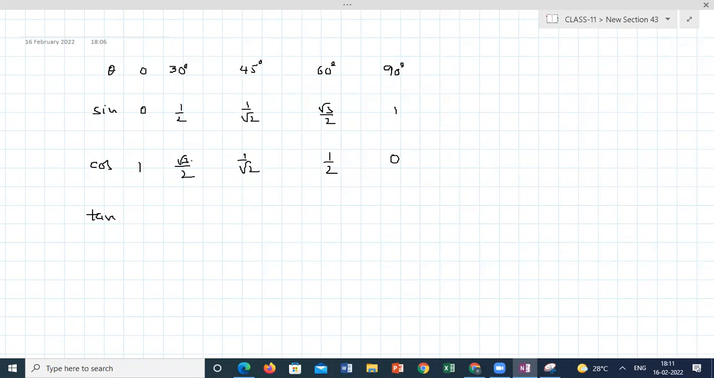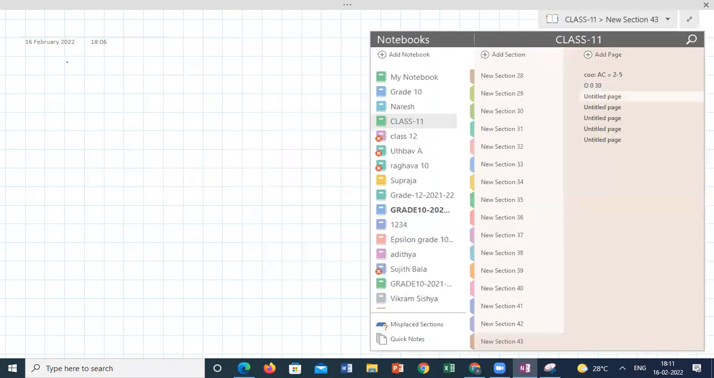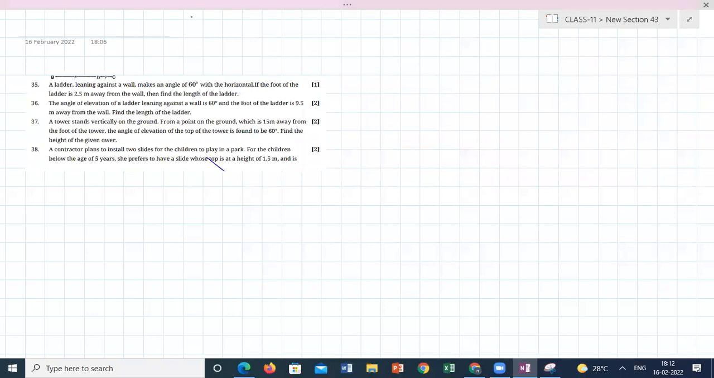Can anyone give the tan values? So 0, 1 by root 3, 1, root 3, and not defined. For calculation purposes, you have to take 1 by 0. For explaining the answer, you can say undefined. So we will go to the next question with the help of this table.